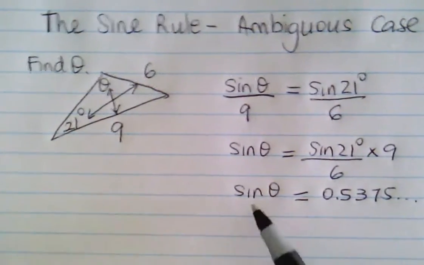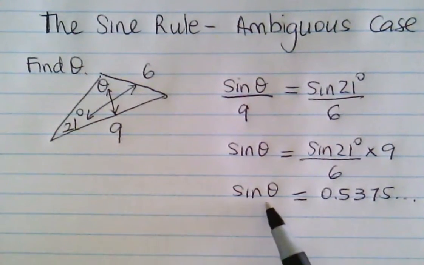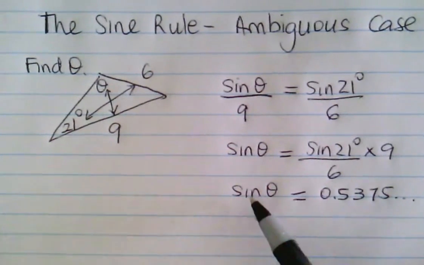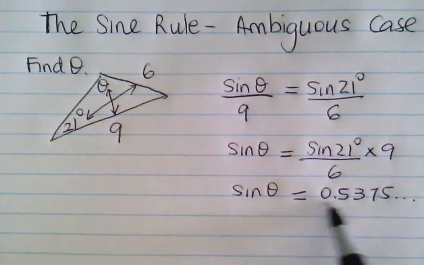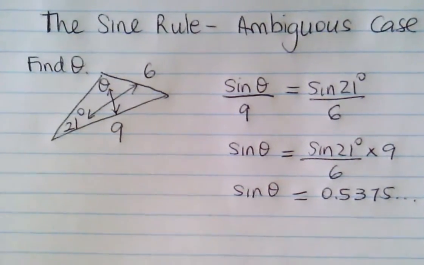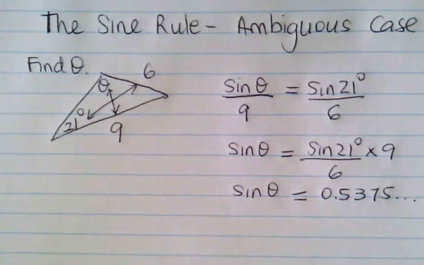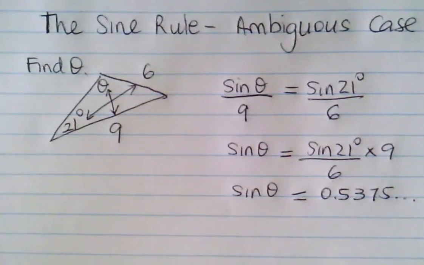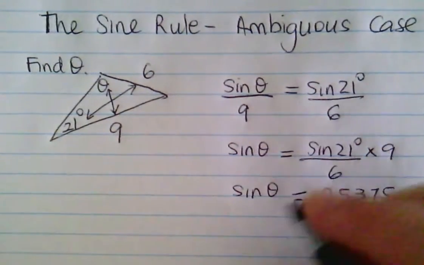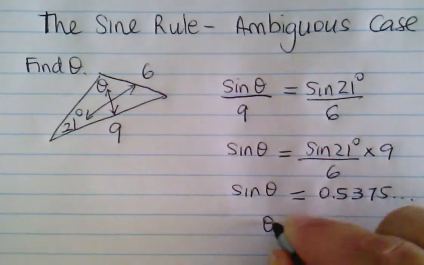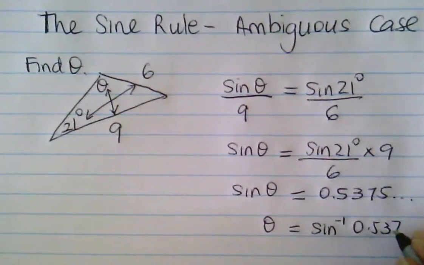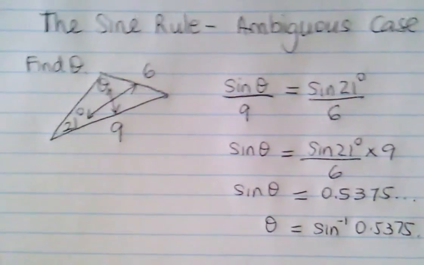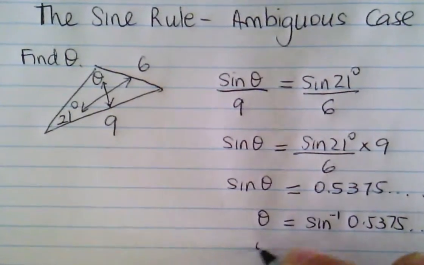So when we do this, the thing is that sine theta equals 0.5375. This is a positive number here, so sine theta is positive. In which two quadrants is sine theta positive? Just think of the curve. Quadrants 1 and 2. So what I do, I first work out my acute angle just by doing sine to the minus 1 of that. So keep that answer in there and just do it as you would normally do it.